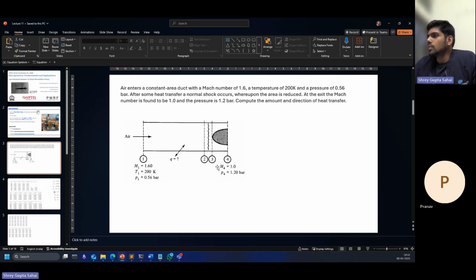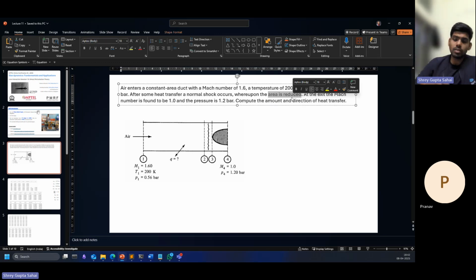So this is supersonic. Supersonic flow is heated, so it will heat up to a lower Mach number. So M2 has to be found out. Then corresponding to M2, there will be a normal shock. So the flow goes to a subsonic regime, so M3 will be a subsonic number. And then there is an area reduction. Area is reduced, so a subsonic flow where area reduces is accelerated, so the Mach number increases to 1.